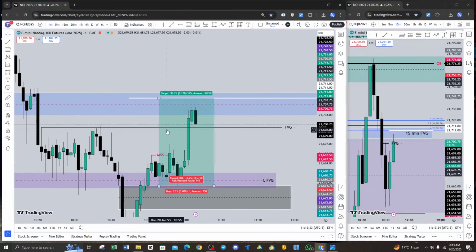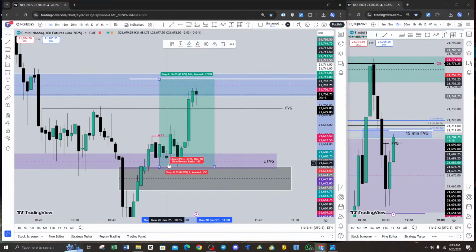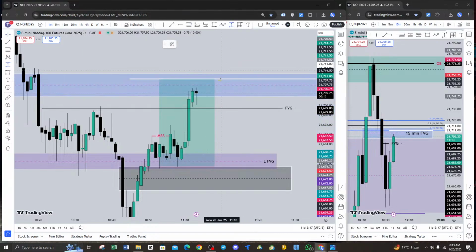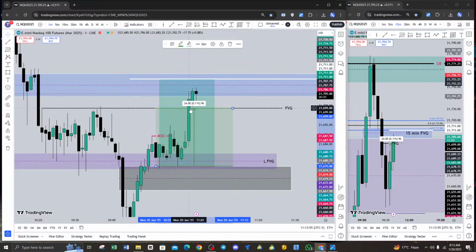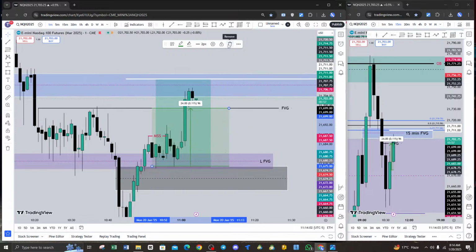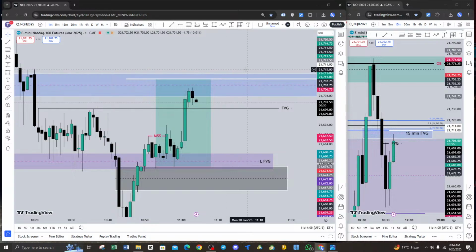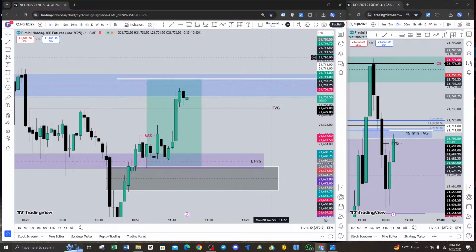If I would take this entry, this would be my first partial, the fair value gap. After hitting my first partial, I would like to move my stop loss to the break even. Let's see how many handles we have from here to here. Okay, like 16 handle loss and 24 handle profit. So let's see, it's like 8 handle profit, and 16 is cut. 16 handle loss, 16 handle profit, and 8 handle remains.